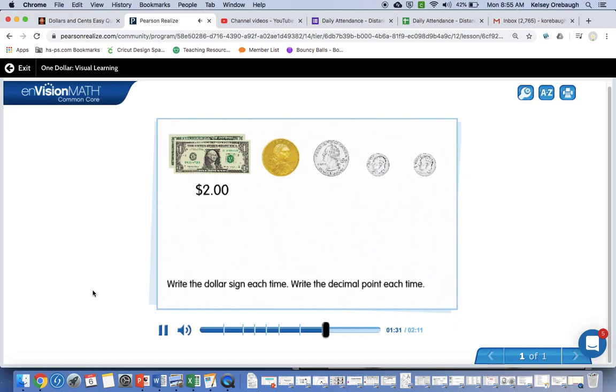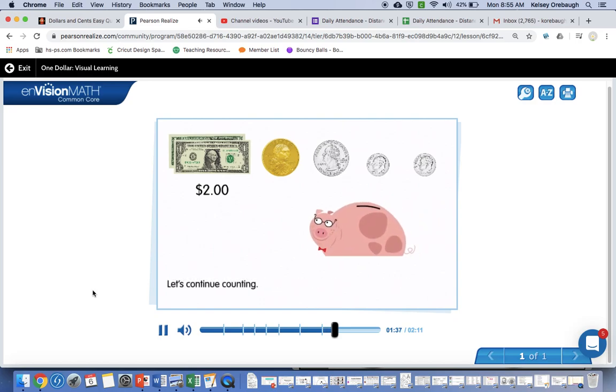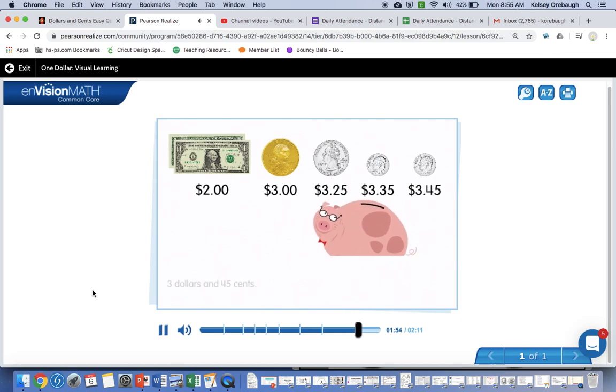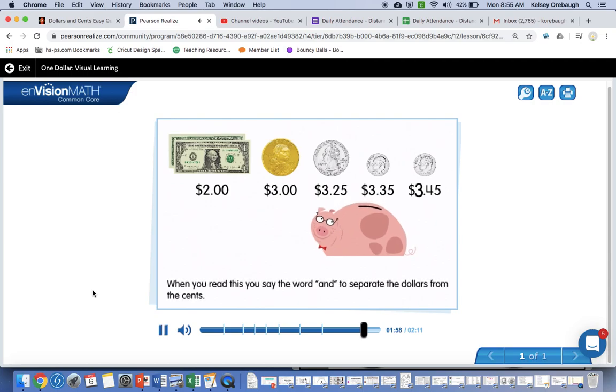Write the dollar sign each time. Write the decimal point each time. Let's continue counting. $3. $3.25. $3.35. $3.45. When you read this, you said the word "and" to separate the dollars from the cents.